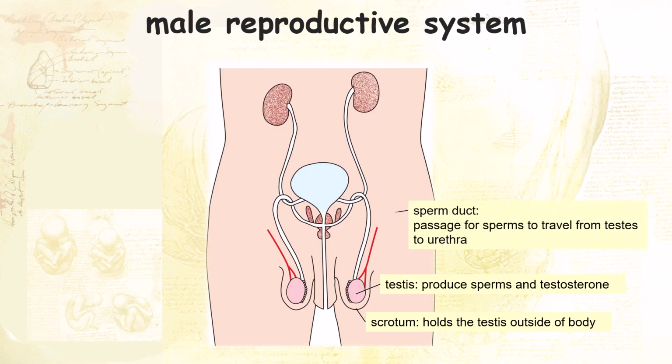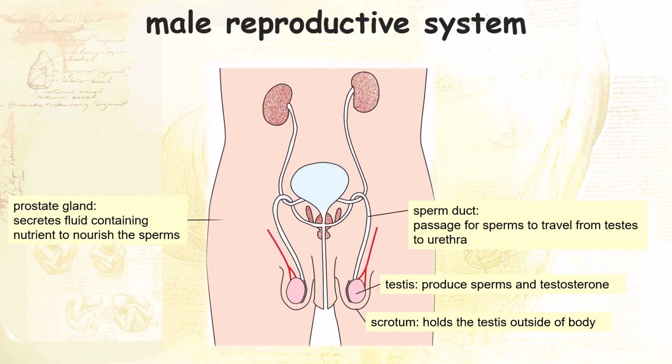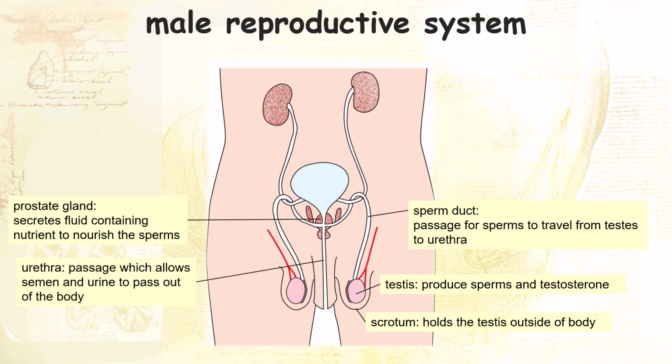The sperm duct connects the testis to the urethra, allowing the sperm to travel through. The prostate gland secretes nutrients that nourish the sperm. The mixture of fluid and sperm is known as semen. The semen travels out through the urethra, which is also the same channel through which urine passes out of the body. Finally, the penis is the erectile organ that enables the deposition of sperm into the female body.